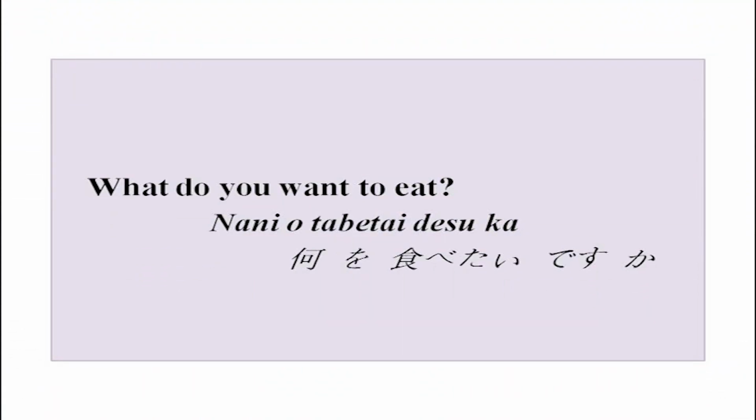Well, now what we have to do is this form where you would like to know or tell what you want to do, which is the tai form of the verb, which we are going to do right now.